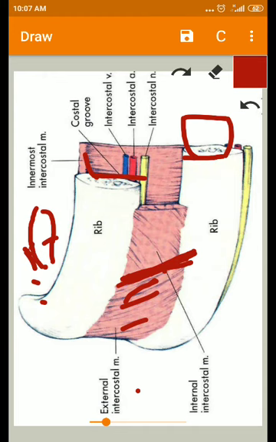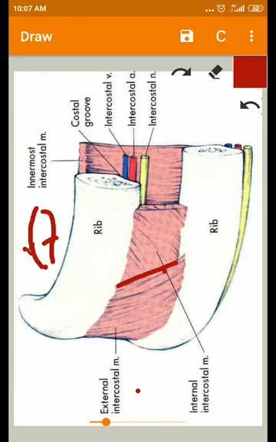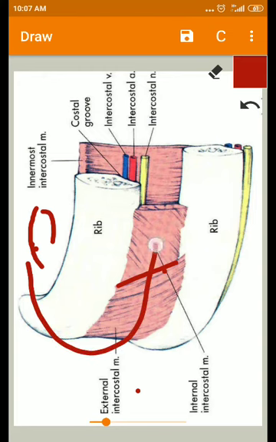There are 11 pairs of external intercostal muscles. In each intercostal space, it extends from the level of the tubercle of the rib behind to the level of the costal cartilage anteriorly, that is in front, where it is replaced by the anterior intercostal membrane. After that, the fibers are not present; it forms a membrane anteriorly. What is that membrane called? Anterior intercostal membrane.